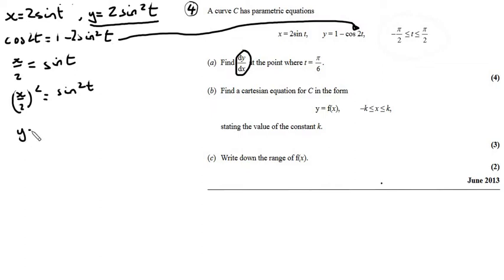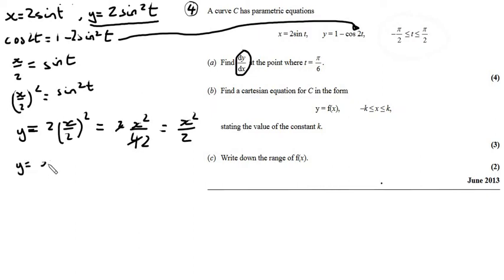So y is going to equal 2 times x over 2 squared, which is the same as 2 times x squared over 4. And that just cancels out, leaving us with y equals x squared over 2. Okay, so there we go. We have it in the form of y equals f of x. So y equals x squared over 2.